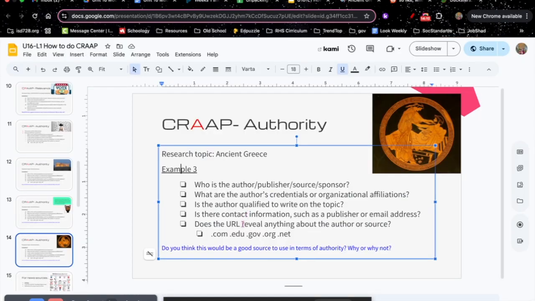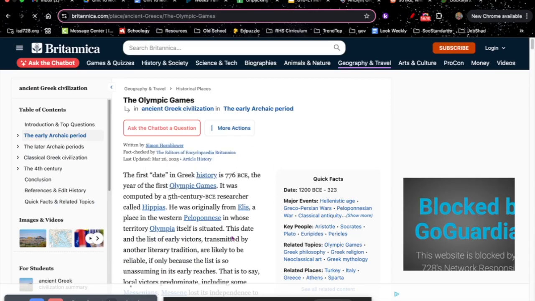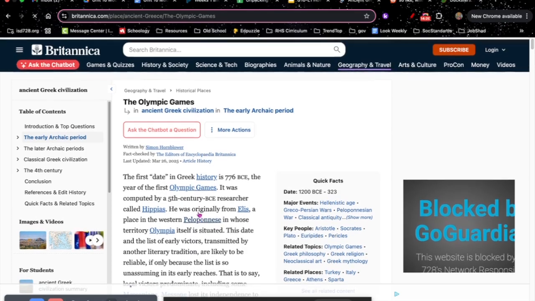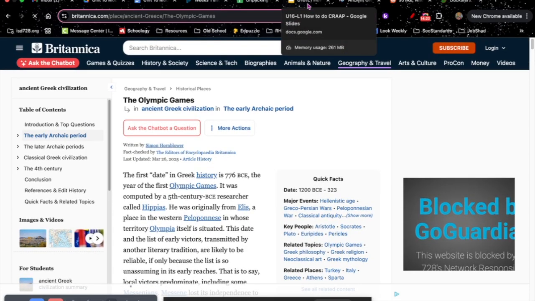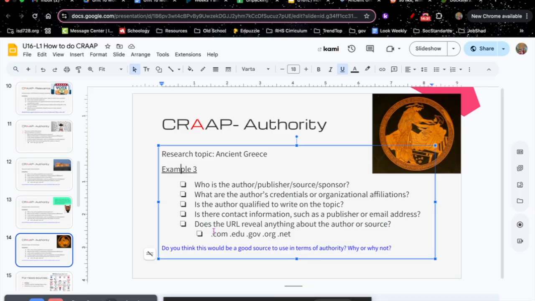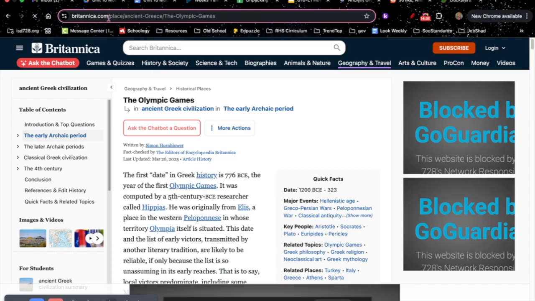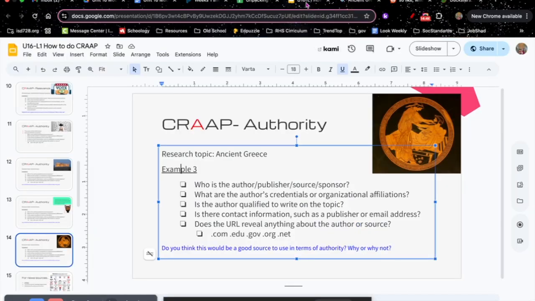Is there contact information, such as a publisher or email address? Yeah, so if I go into Britannica itself, it'll have just kind of a generic contact for the whole organization. I know some of the bigger websites like Britannica, Wikipedia, History.com will probably just have more generic email addresses. And does the URL reveal anything about the author or source? Well, this is a .com, but it is Britannica. Britannica has been around for many decades. Before this, they made encyclopedias, like books, and now they're a website. So yeah, I'm going to say that they are a pretty relevant source.